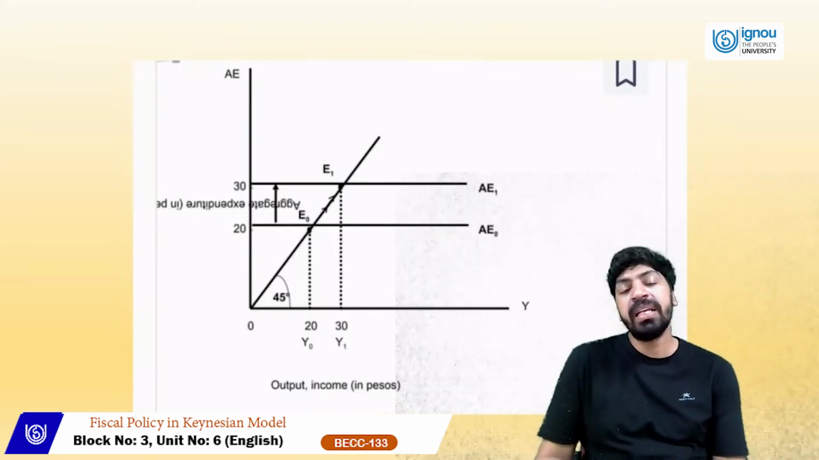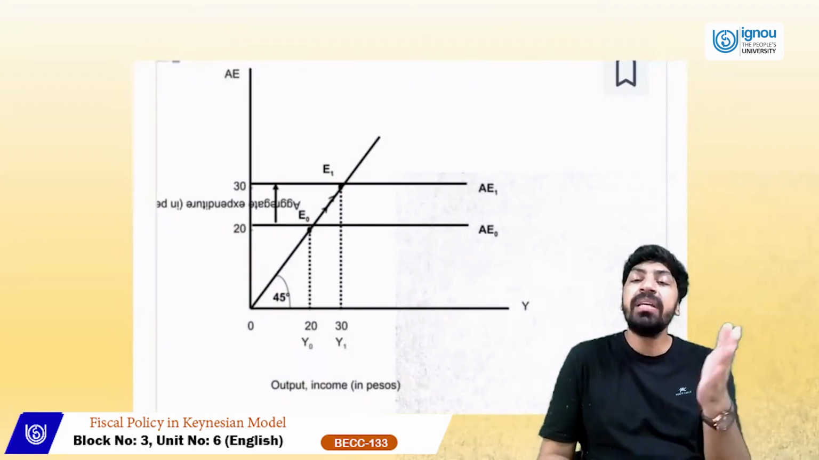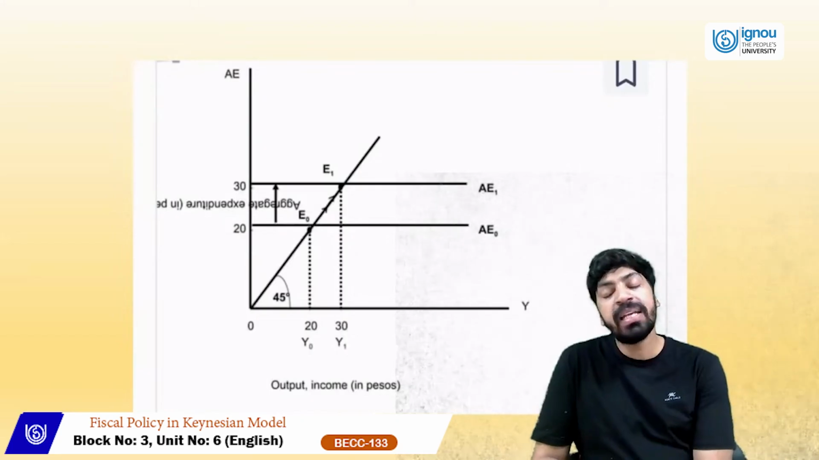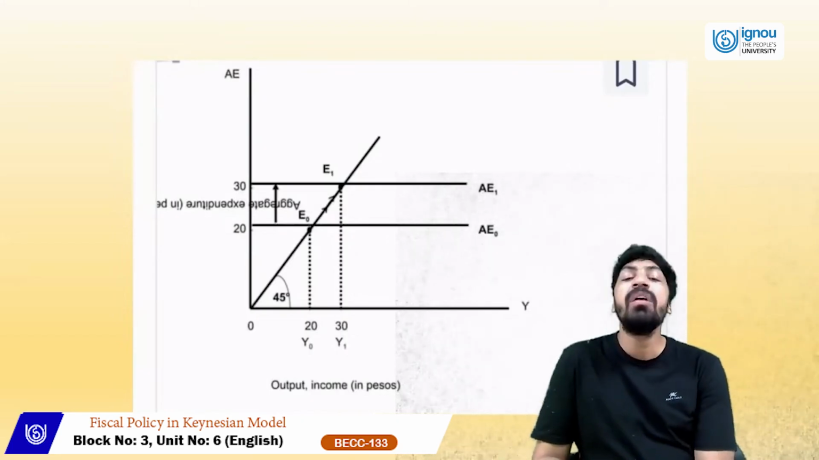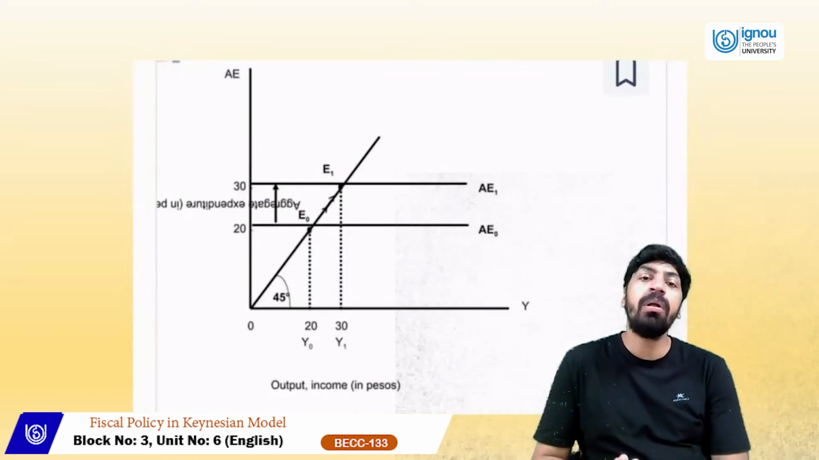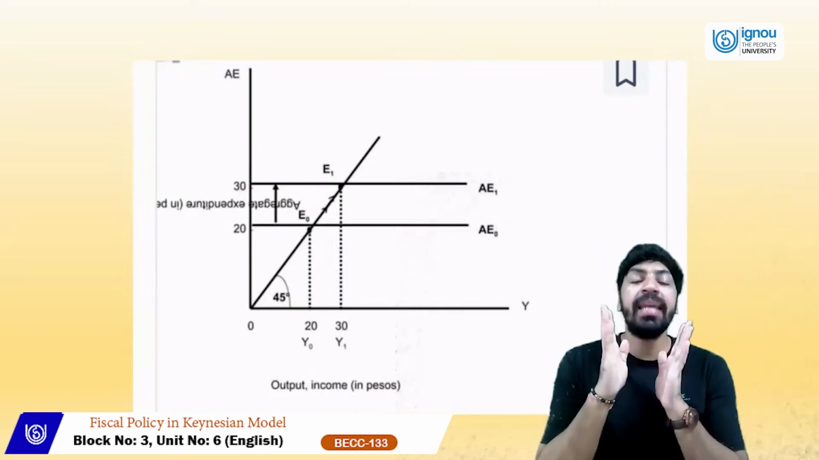So what would be the conclusion of this diagram? If there is an increase in the aggregate expenditure curve, then the national output will also increase. So this is called a change in aggregate expenditure and income.